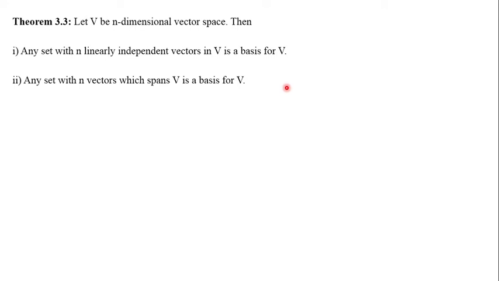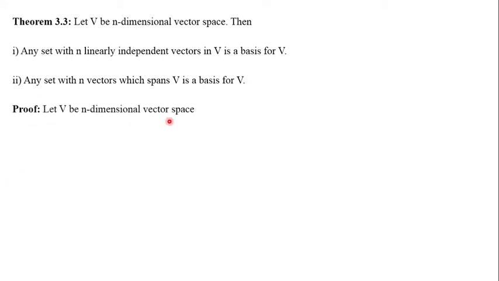In the definition of basis, we have seen that a set will be a basis if it is linearly independent as well as it spans V. But in this theorem, we are going to show that if V is an n-dimensional vector space, then a set containing exactly n vectors will be a basis if it is either linearly independent or it spans V. First we prove this.